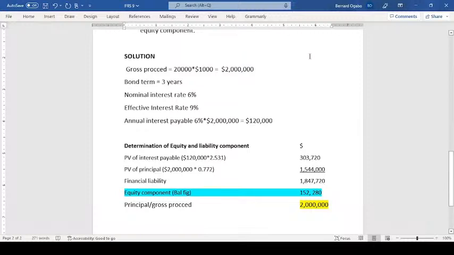In the second part of the video, we'll be looking at financial instruments at amortized cost, which is financial assets and financial liabilities, and the subsequent video will be looking at equity instruments. So come back and check on the next video.